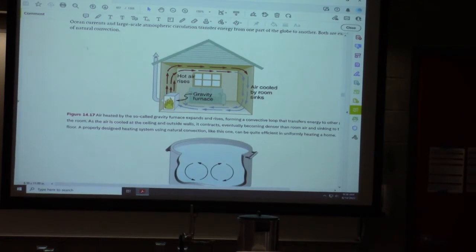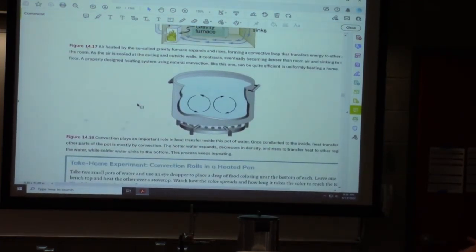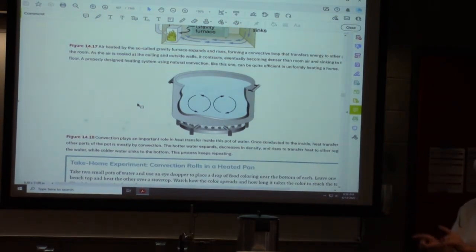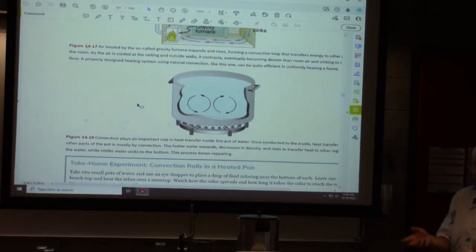His other picture is really nice too, where he's showing the same thing I was trying to show with the water boiling in the cup, that you're just going to get this circulation, and so all the water gets to be the same temperature as long as it circulates around.